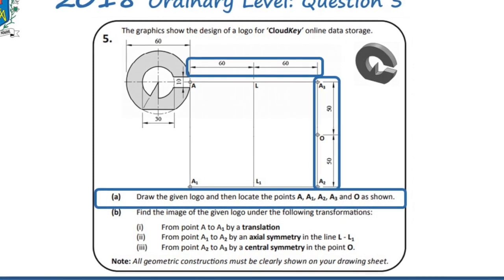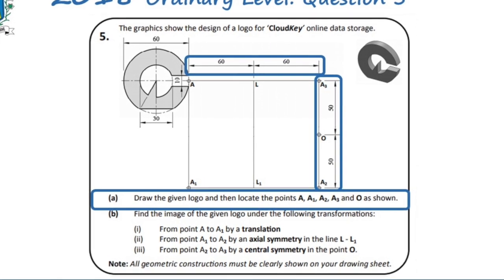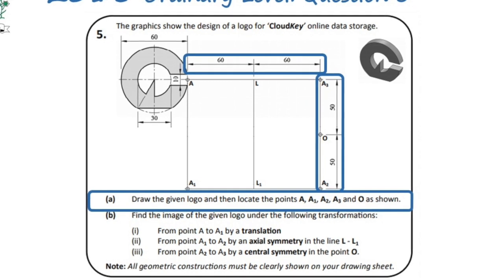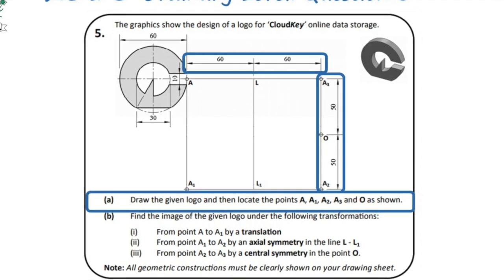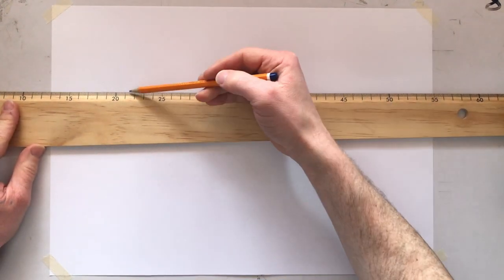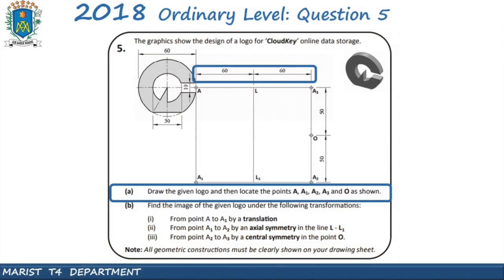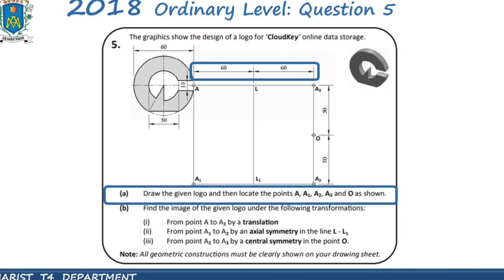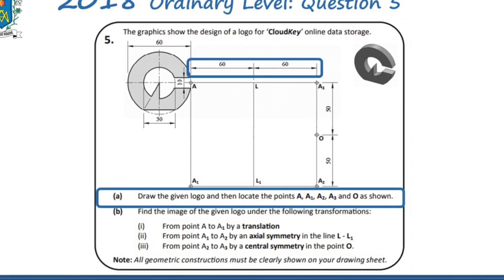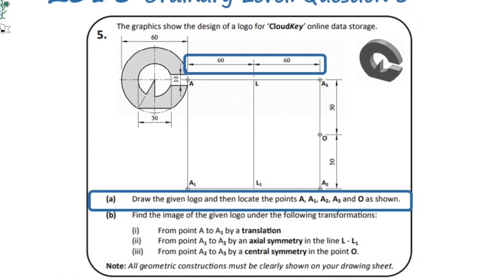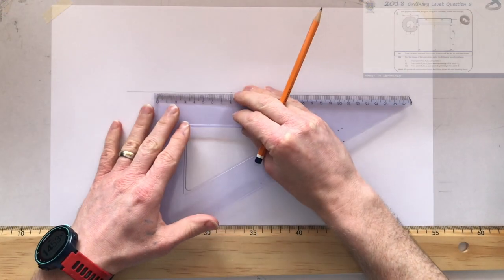So what I'm going to do is, we can see that this is based basically on a rectangle. We have A, A1, A2, A3, and they're all around each other. So I'm going to start off by drawing a line across the top. And if we look closely, from A to A3 we can see there's measurements of 60 and another 60. So that's 120 in total.